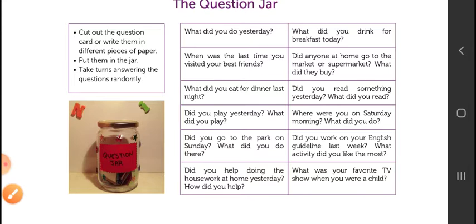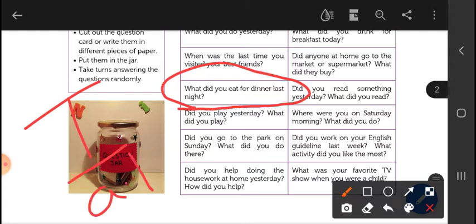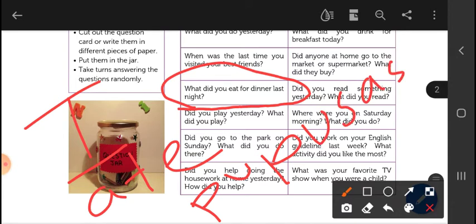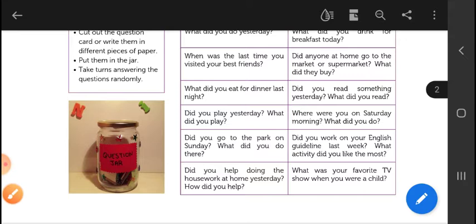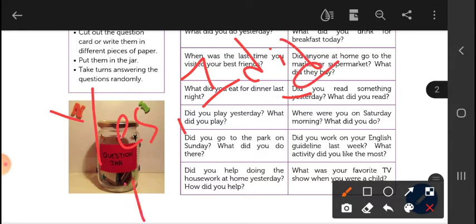Okay? Another example. Las que empiezan con what se contestan diferentes. For example, what did you eat for dinner last night? ¿Qué comiste ayer en la noche? I ate, yes, comí. I ate pupusas last night, for example. Yes? I ate pupusas last night. Okay? Remember, las que empiezan con did se contestan como yes, I did o no, I don't. Las que empiezan por did las contestas por yes, I did o no, I don't.